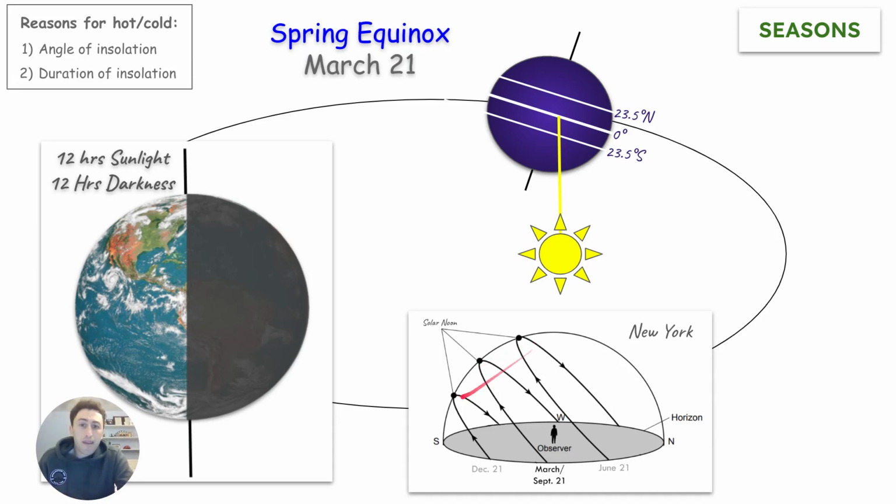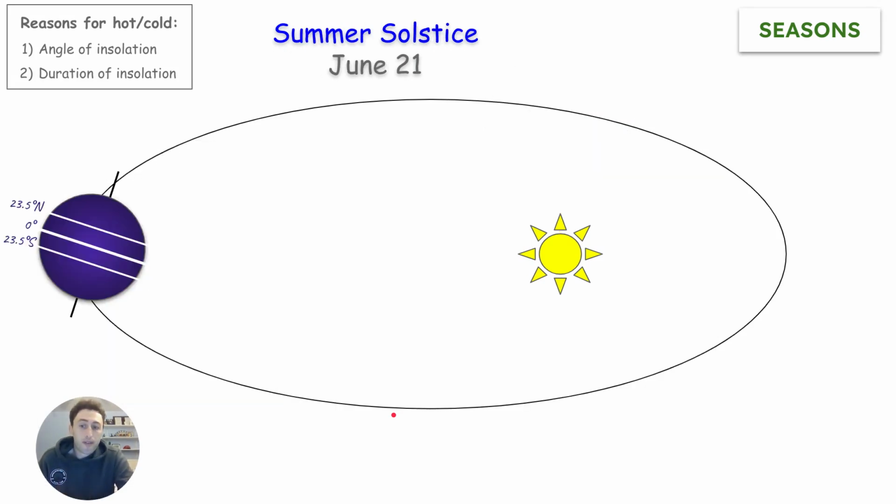Now, 3 months after the spring equinox, 3 months after March 21st, is going to be June 21st. And that is the first day of summer. That is called the summer solstice. And during the summer solstice, you see how the 23.5-degree north line, the Tropic of Cancer, is now facing towards the sun, getting the most direct sun rays. Therefore, the northern hemisphere is facing towards the sun.